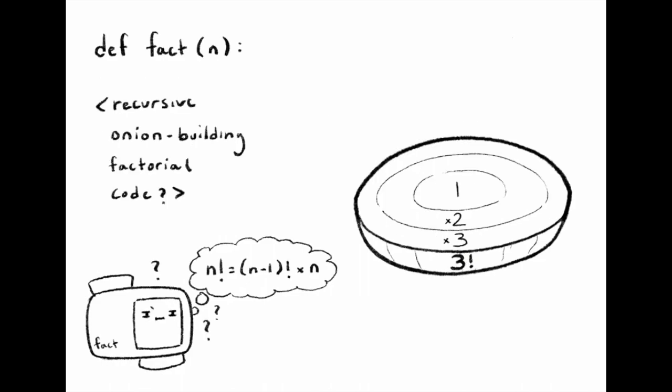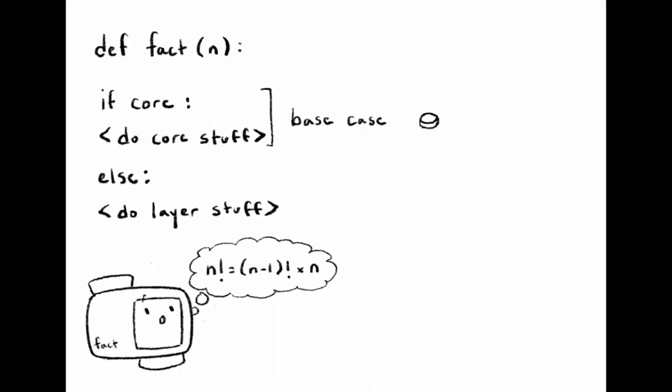But how do we make such a function? How do we build our own onion slices outside in? Well, we want to be able to build an onion slice of any size, down to the smallest slices, or our onion cores with no layers. Thus, for any recursive function, we'll set up 2 cases, the core, or the base case, and the layer, or the recursive case. Since all of our onion slices have to have a core, let's start with the base case.